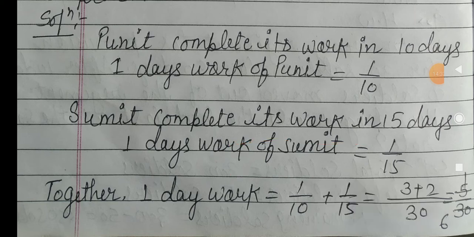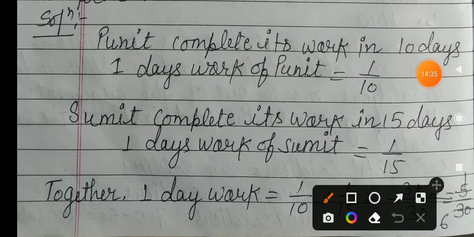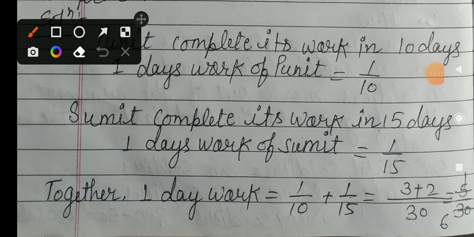Okay, now the total. In one day, how much work is completed if both work together? In one day's work, they work together, so we add these two: 1 upon 10 plus 1 upon 15. To add them we get the LCM, which is 30, because 10 times 3 is 30 and 15 times 2 is 30, the common value between 10 and 15.